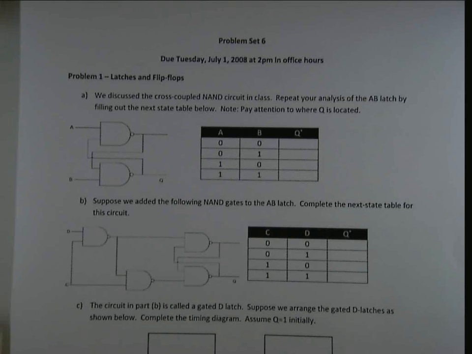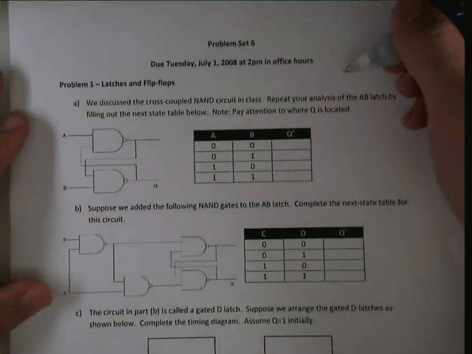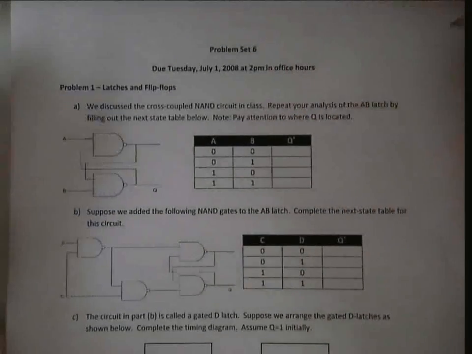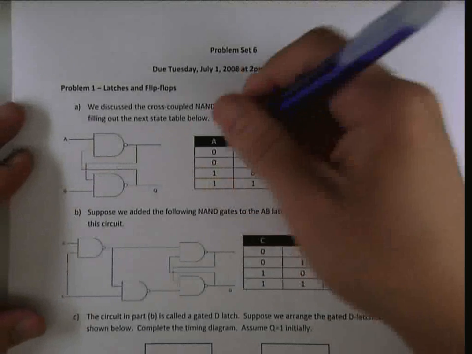This is the solution video for problem set 6, problem 1, and I will be doing parts A, B, and C in this video, and we'll be doing D in the next. So we start off, and this is basically something you've already done before, a cross-coupled NAND, and we just need to figure out how Q changes with respect to A and B.